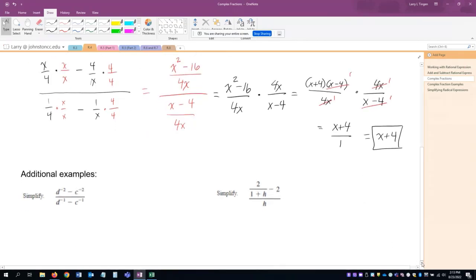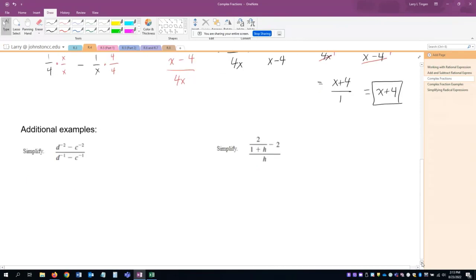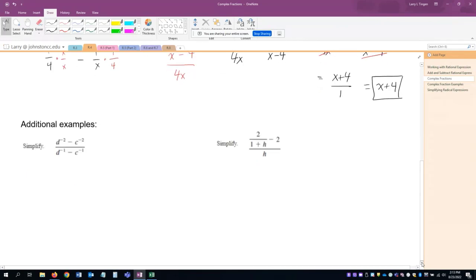So it is 2:13. Starting another problem is probably not the best idea, but I'm going to do it anyway. I'm going to start this one because I just want to make sure those negative exponents don't confuse anyone. So what I have here is d to the negative 2 minus c to the negative 2 divided by d to the negative 1 minus c to the negative 1.